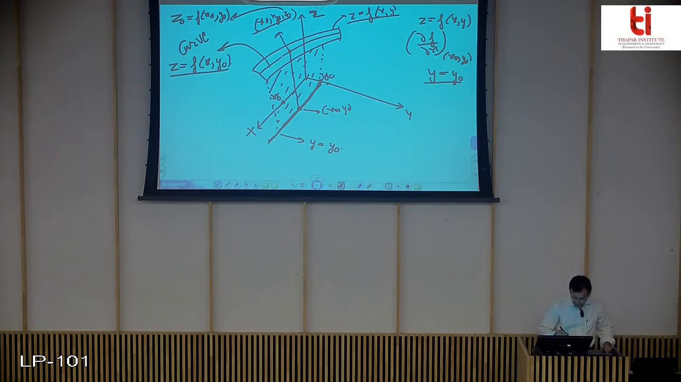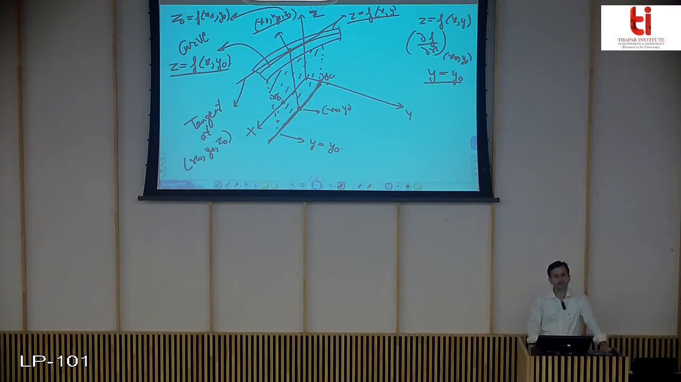So if I draw a tangent at this point, this is the tangent at point (x naught, y naught, z naught). Then the slope of this tangent at point (x naught, y naught, z naught) is the partial derivative of f with respect to x. And how does this point (x naught, y naught, z naught) come about?